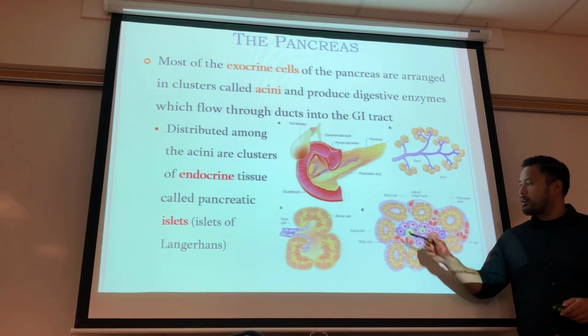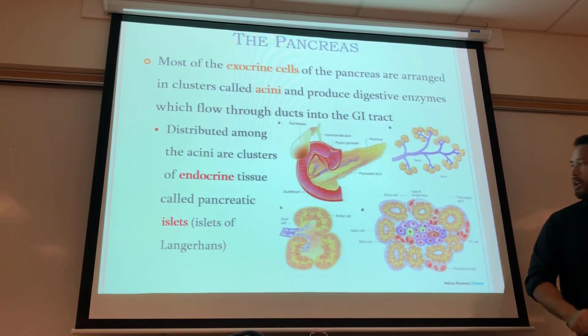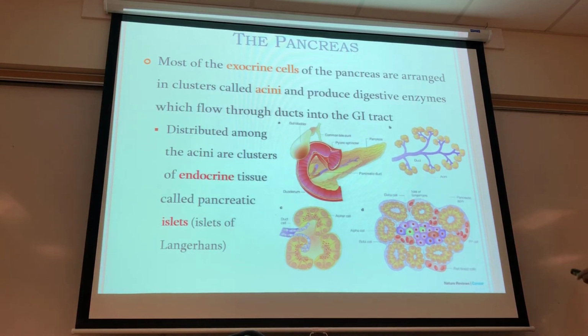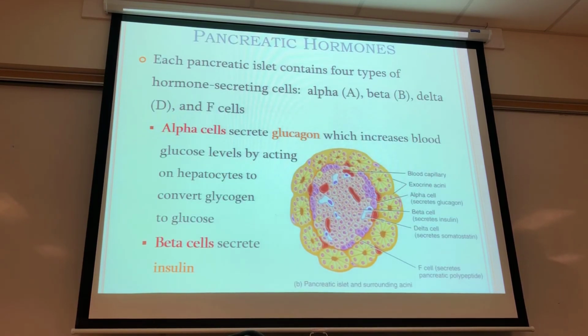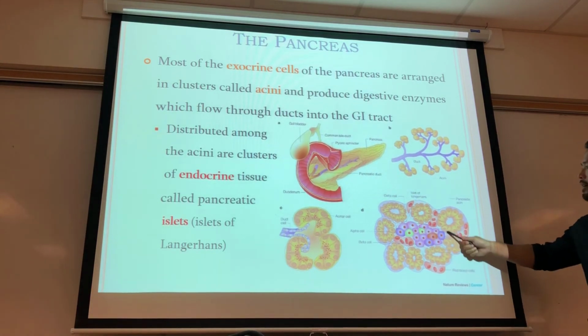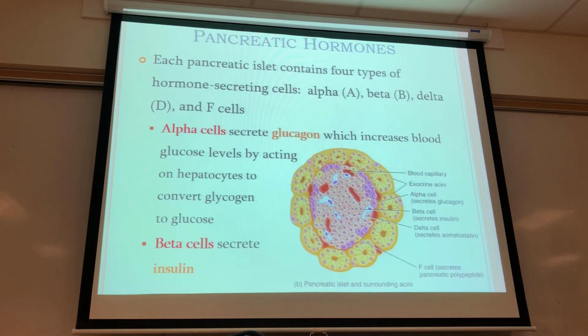Here you can see our lavender and our purple, as well as our green cells, which are known as alpha, beta, delta, and then what we call PP cells. And I'll show you that in just a little bit. Within the cluster in the middle is going to be our endocrine tissue. When we take a look at that pancreatic islet, the area that we're really focusing on is called the islet of Langerhans. This is the endocrine tissue that we're looking for.